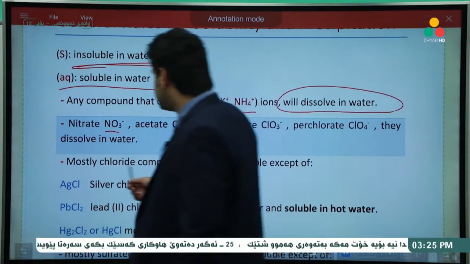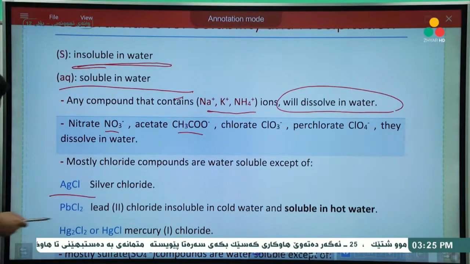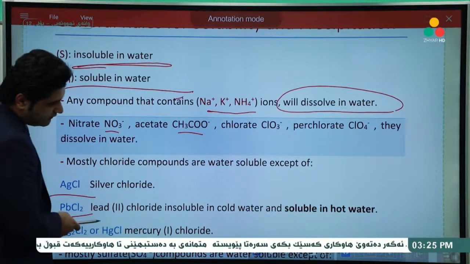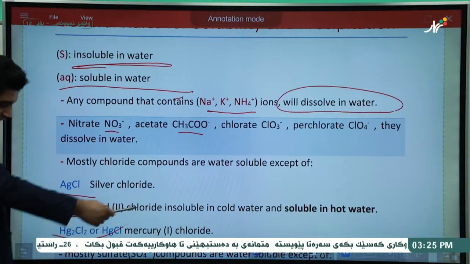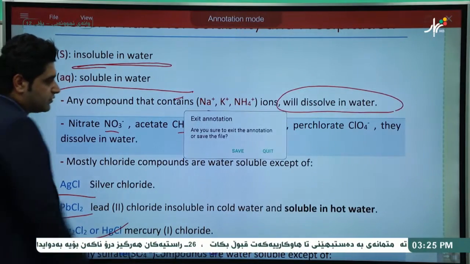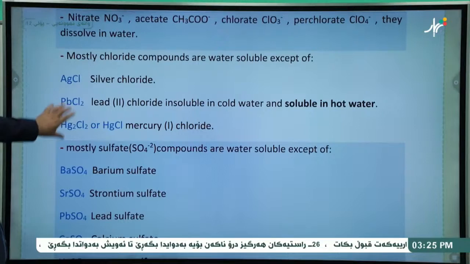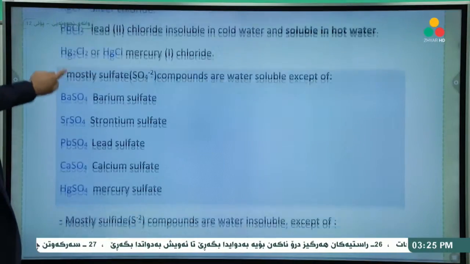Most of these chloride compounds are water-soluble, but there's an exception. AgCl, PbCl2 can dissolve in hot water, and mercury chloride also cannot be dissolved in water. So mostly chlorides can dissolve in water except for these 3 compounds.